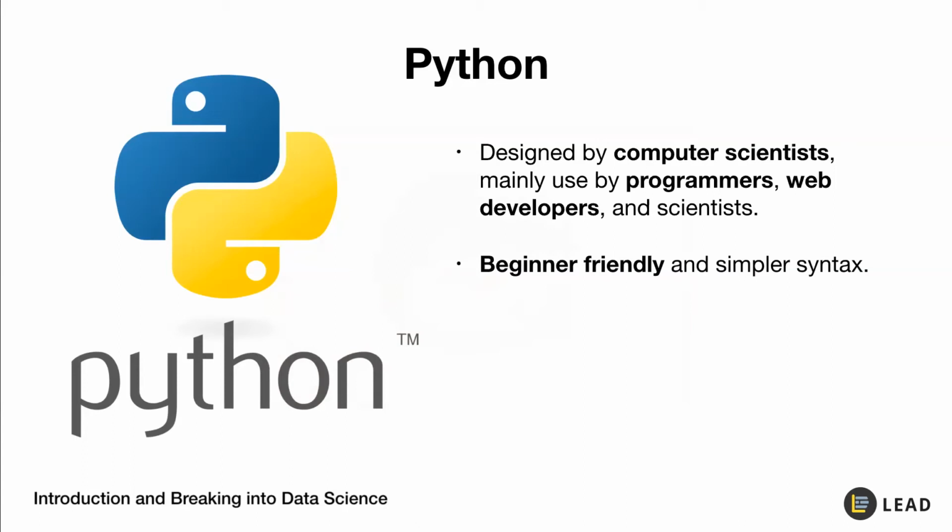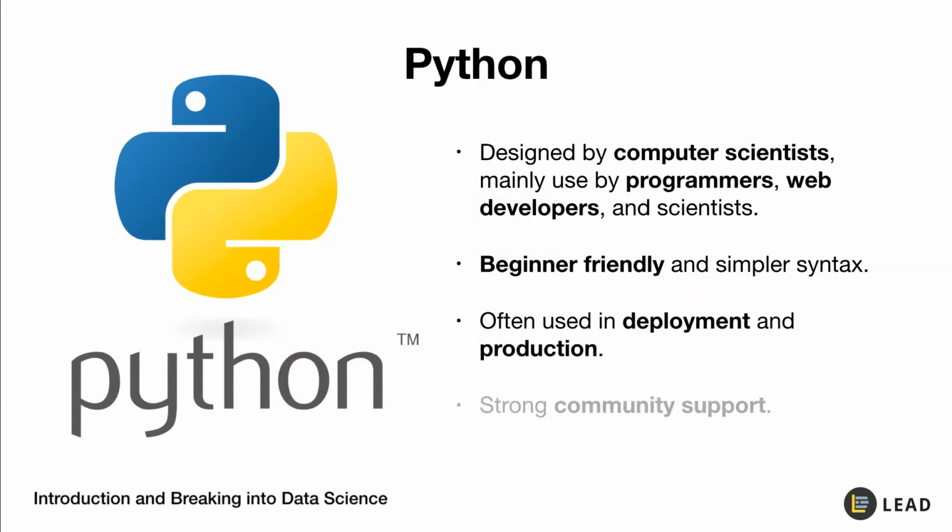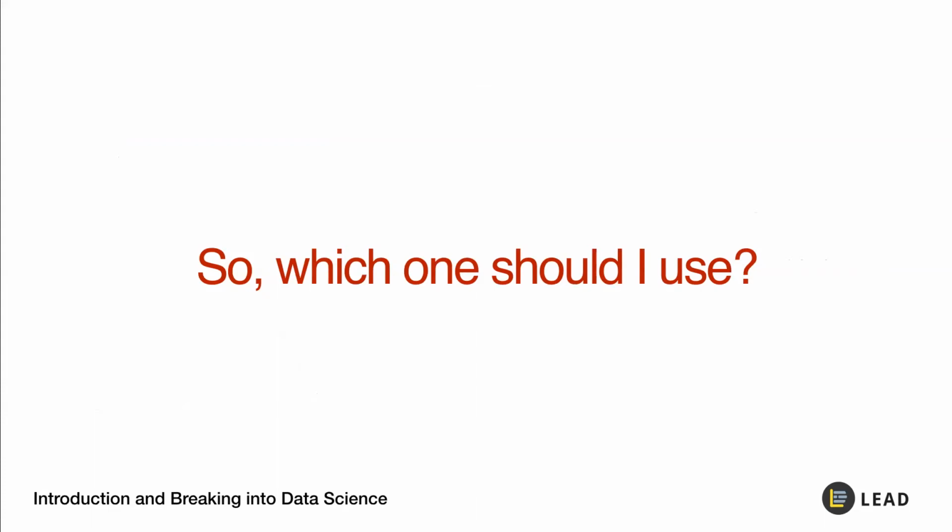And not only is Python popular with data science and scientific work, it is often used by other engineers in startup development and production. And last but not least, because Python is so popular, it has strong community support. Now, what does it mean? It means that you can easily find answers from various places like Stack Overflow, and you can easily Google them to get results. So, well, the question is, which one should you use?